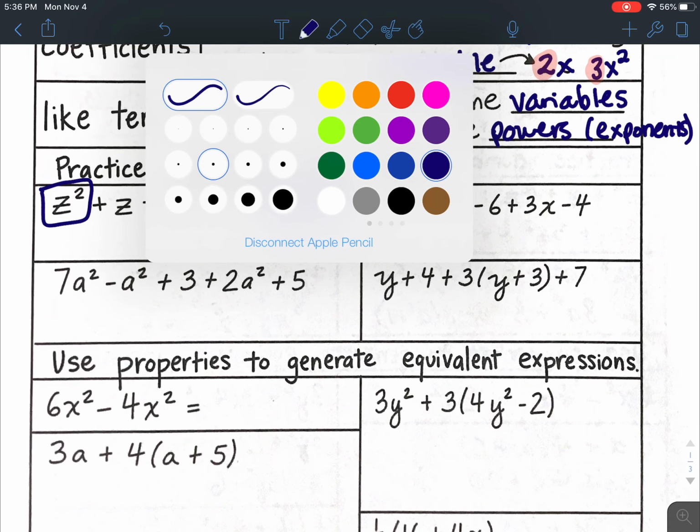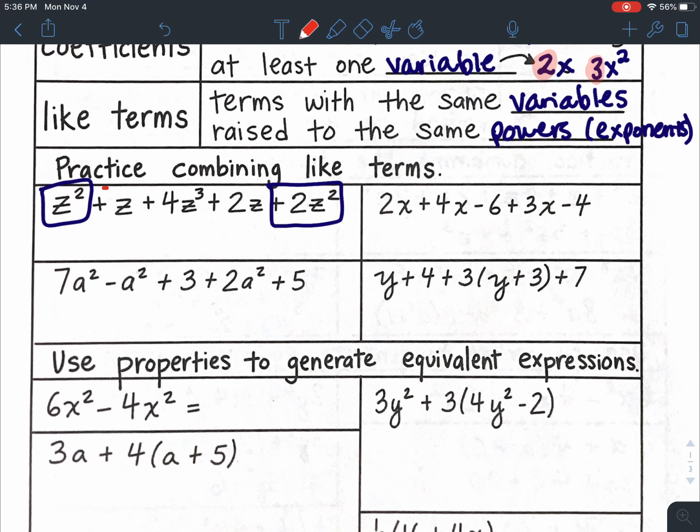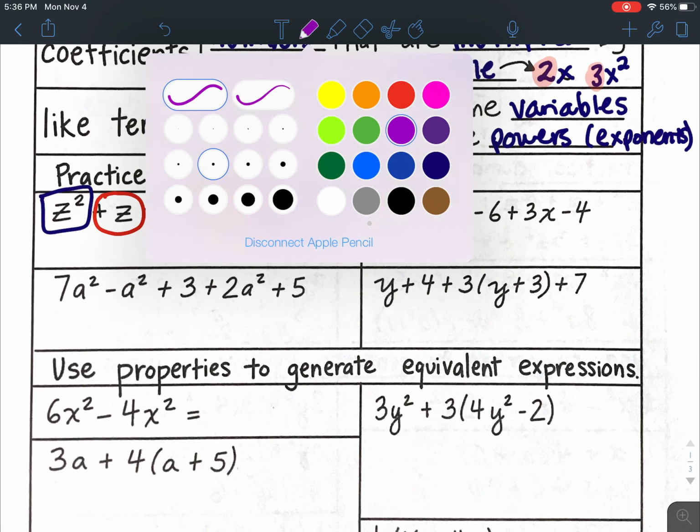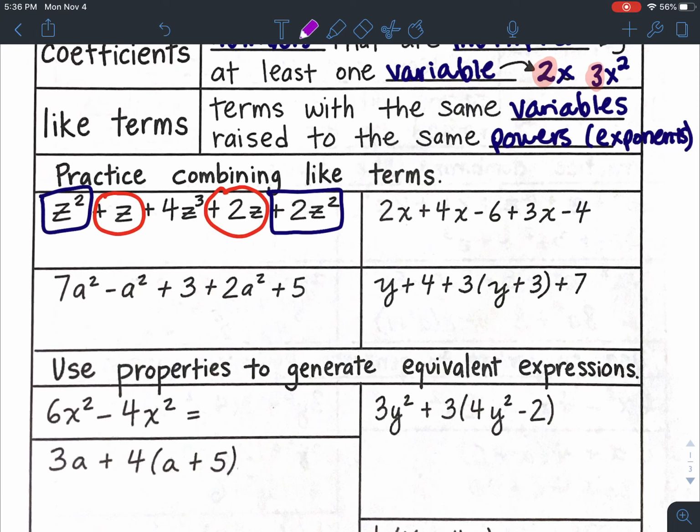The next thing I'm looking at is z here. So I'm going to circle this, and I want to circle any other just z's by itself. So up at the top, we saw that like terms have the same variable with the same exponent. So that's why I boxed z squared and 2z squared. That's why I circled z and 2z. They have the same variable and then the same exponent. So here I have 4z cubed, which I don't have any other ones, so I'm not going to combine that one.